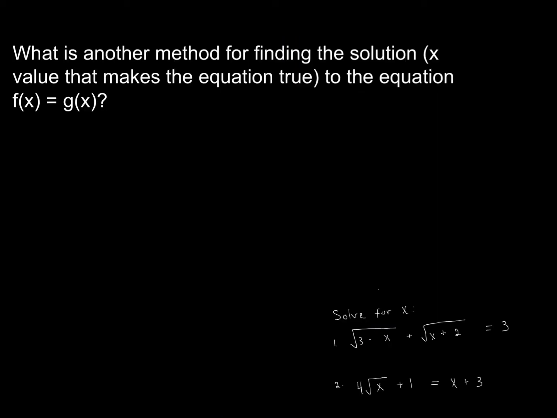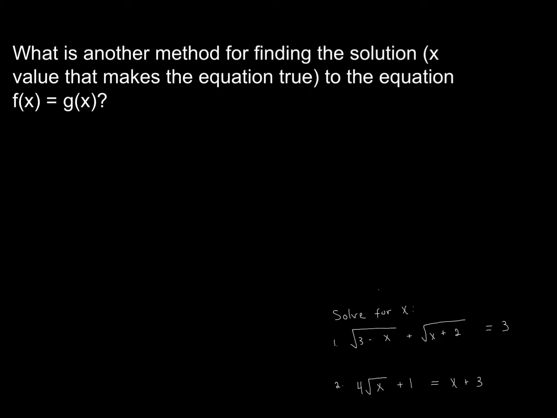What I want you to think about is another method that we've spoken about before for finding the solution, meaning the x value that makes the equation true, to any equation where we have f of x equals g of x. In other words, just something equal to something. What are some other ways besides solving by hand that we can figure this out?